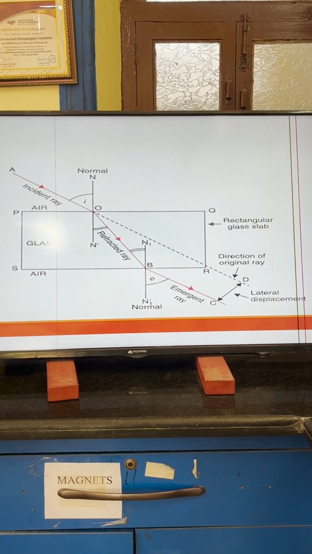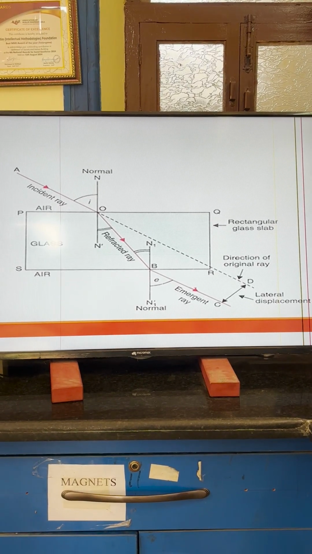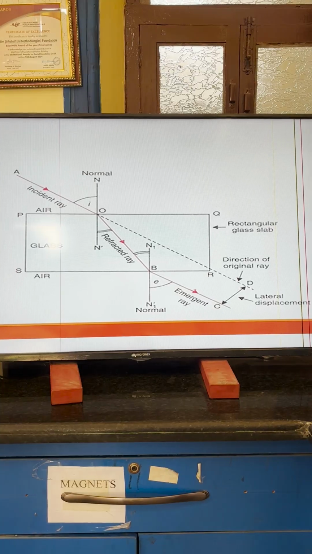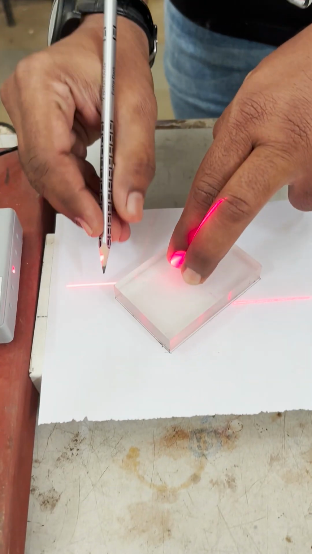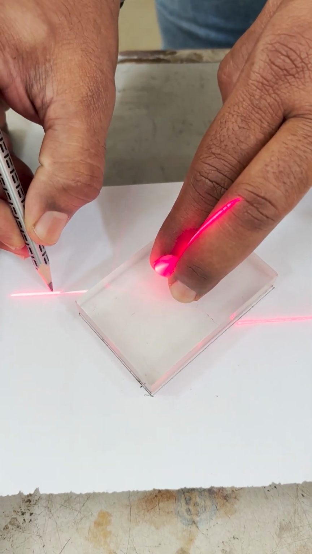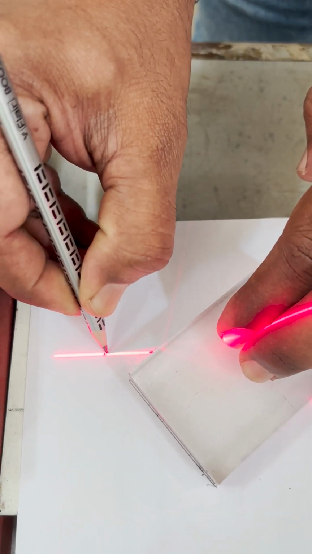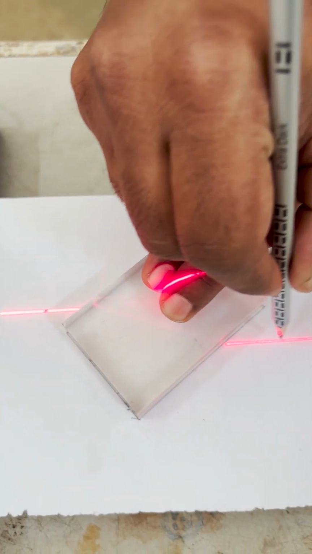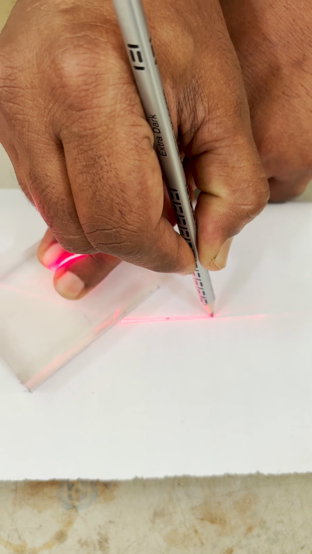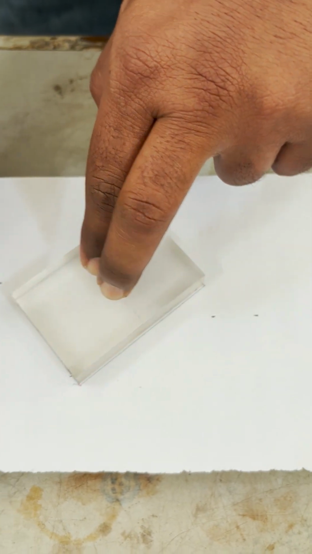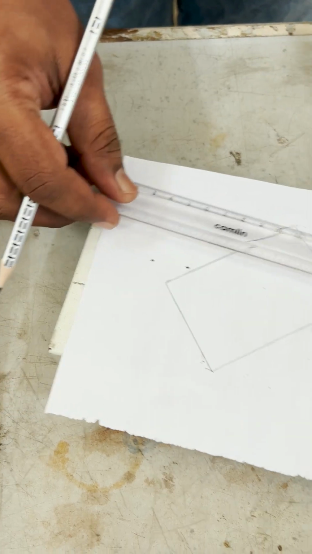Let us try to understand how the lateral shift is going to be measured using the experimental activity. Yes, now we are using the laser beam. Bakar has already drawn the outline of the slide. He is tracing the incident ray and the emergent ray. We have to put two dots on the incident ray and emergent ray. This completes half the experiment.